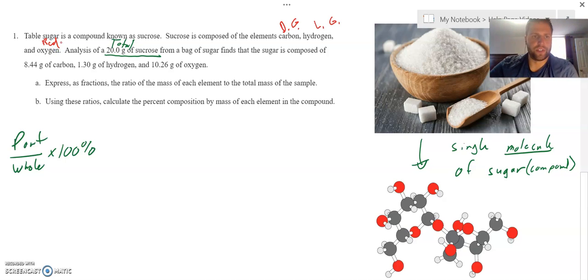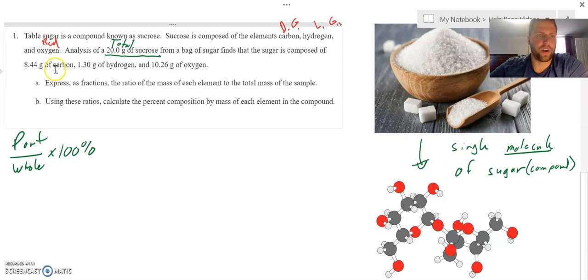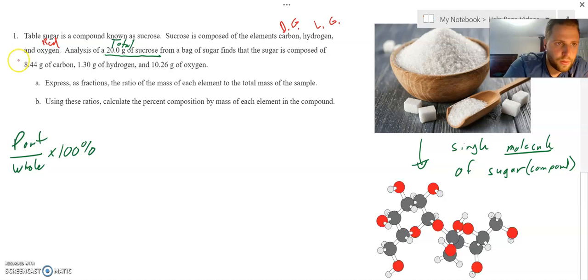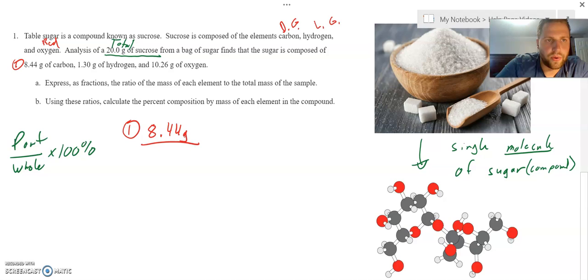So what we want to do first, and we can start off with any of these, but we'll start off with carbon. We want to find the percent comp of the dark gray Skittle in comparison to the rest. So they tell us the masses instead of the actual count this time. So we'll write 8.44 grams. And then the total we said was 20 grams. So that's our first fraction.